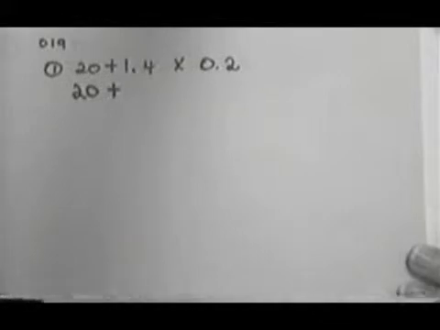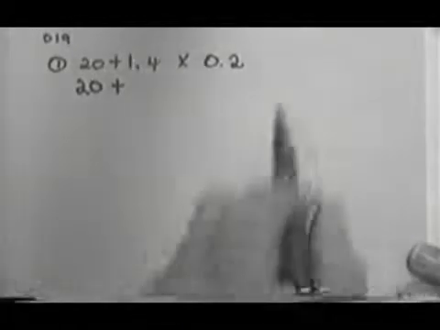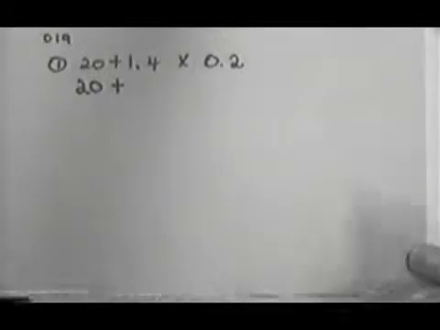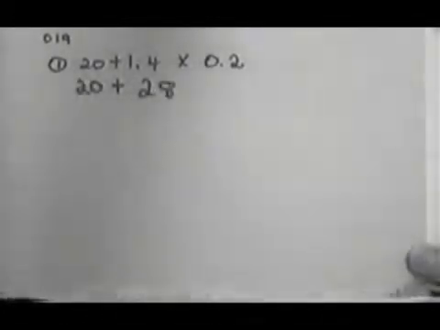If you can multiply 14 times 2 in your head, you just write the answer down. If you need to work it out, we'll come over to the side and work it out. But I know that 14 times 2 is 28, so I'm just going to write my 28 down. Now, after I write the 28 down, I can't forget about my decimal.